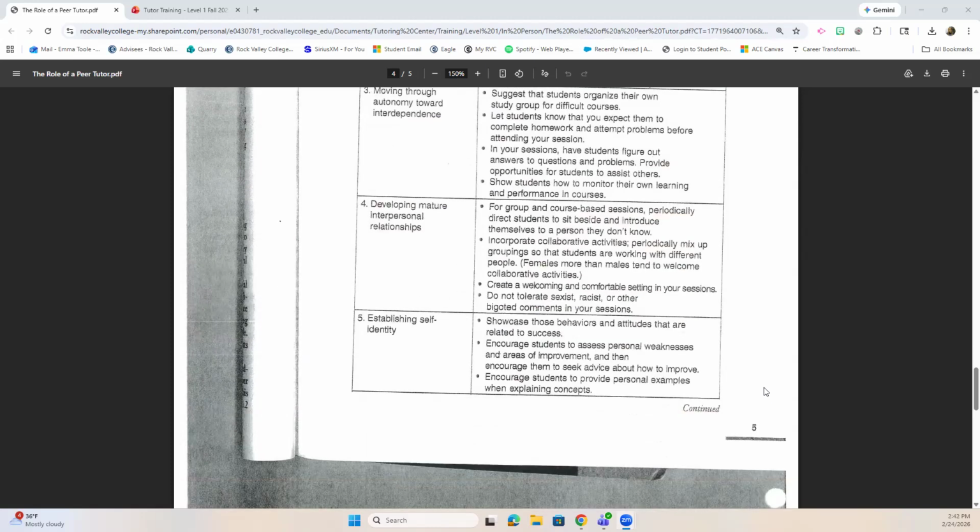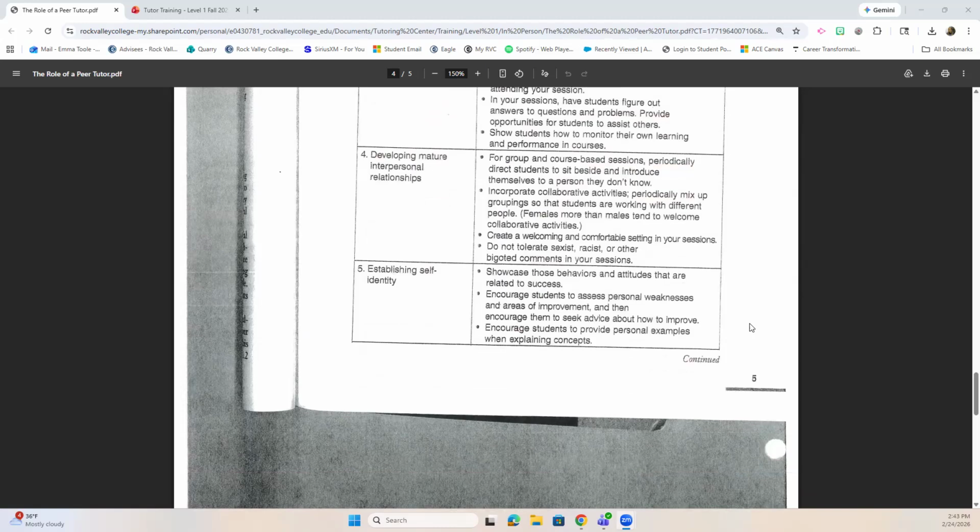Category 4, developing mature interpersonal relationships. For group and course-based sessions, periodically direct students to sit beside and introduce themselves to a person they don't know. Incorporate collaborative activities. Periodically mix up groupings so that students are working with different people. Females more than males tend to welcome collaborative activities. Create a welcoming and comfortable setting in your sessions. Do not tolerate sexist, racist, or other bigoted comments in your sessions.